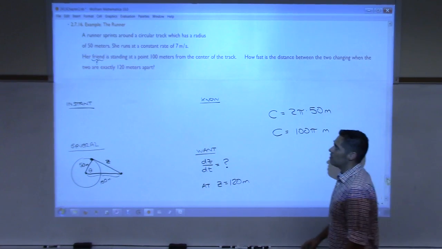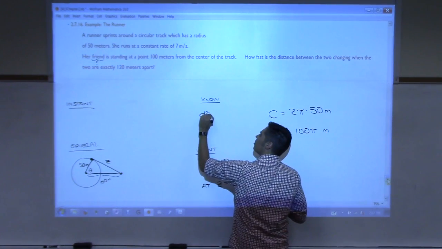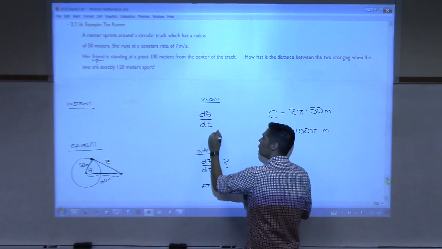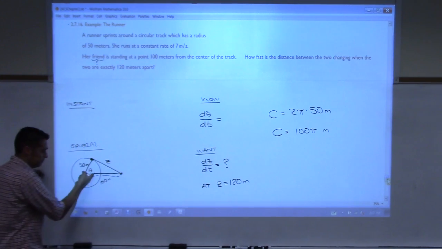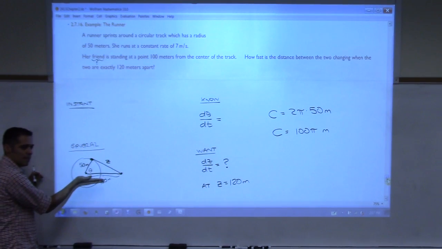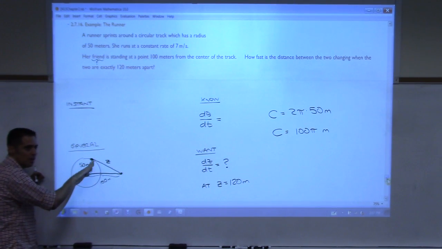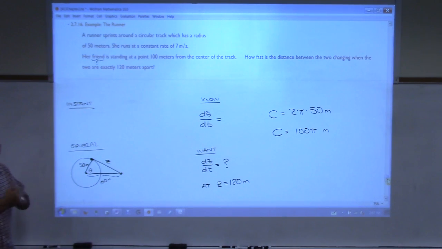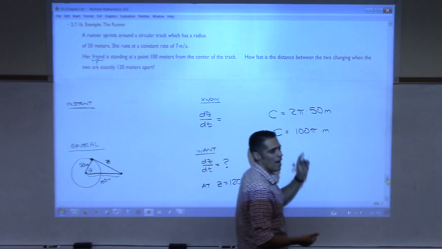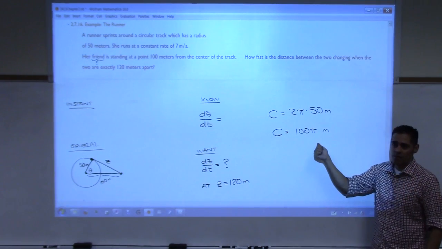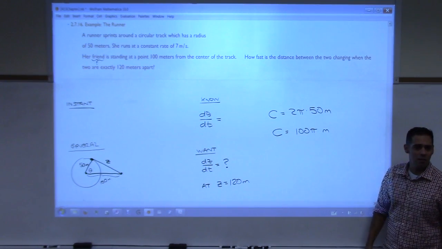I'm trying to find d theta dt, because I know how fast the angle is. As she runs around, that's like a second hand on a clock. It's moving at a certain speed. It's not changing, right? I want to know how fast that angle's changing, but I first have to convert her linear speed around the track into an angular speed around the track. So I find the circumference of the track first. Now I figure out how long it takes her to run around this track. So how long is it going to take her to run around this track?